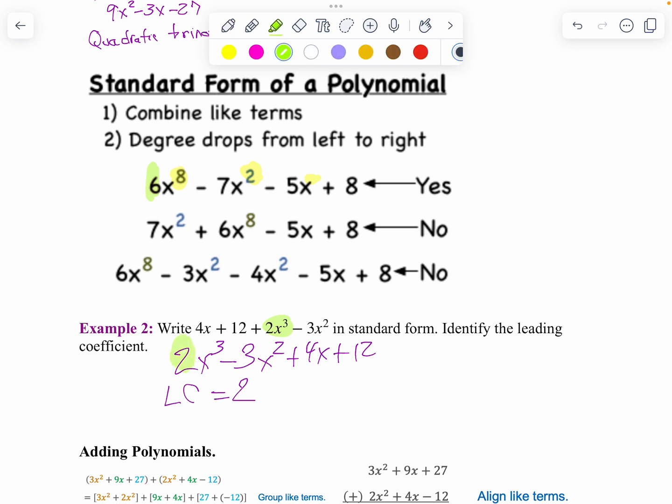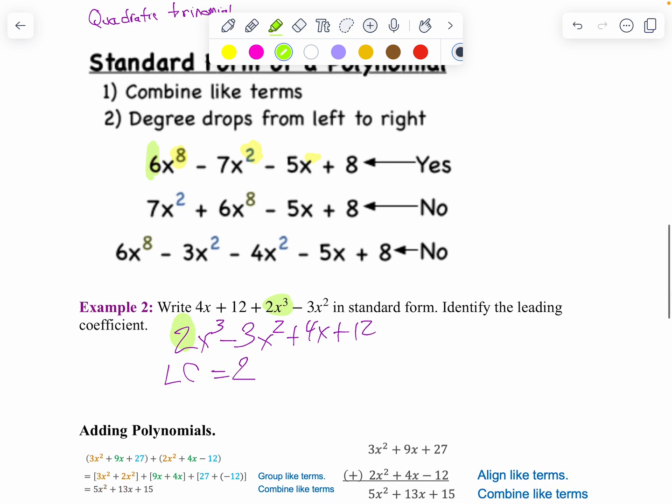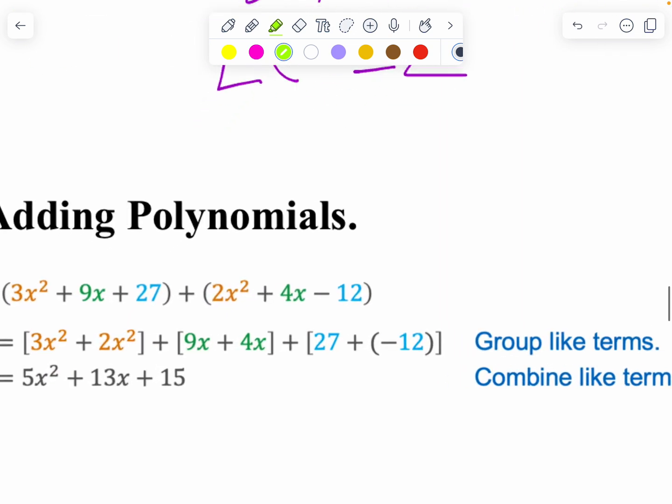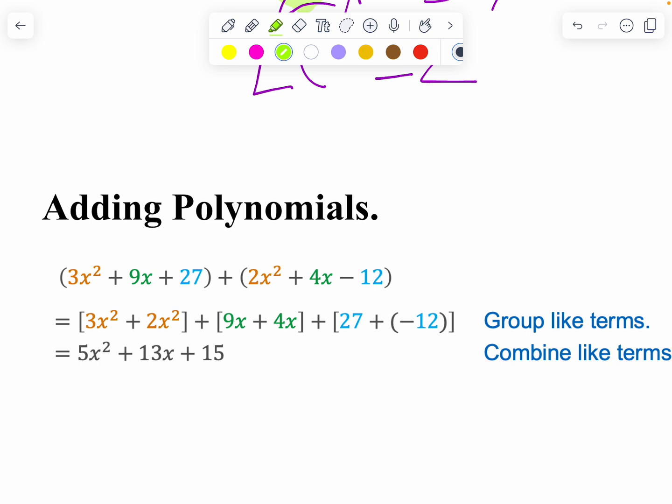If you don't have a number written there, it'll be 1. It'll never be 0 because then you won't have that term. It might be a fraction, might be a decimal. That part doesn't matter. When we add polynomials, we just add the like terms.